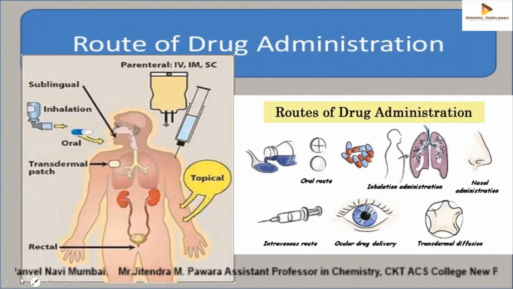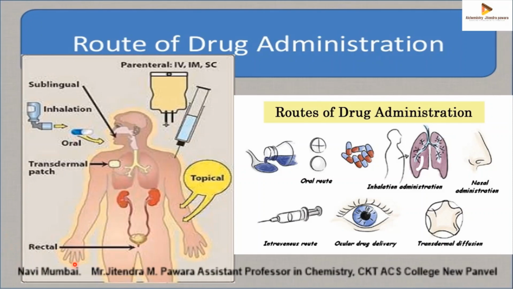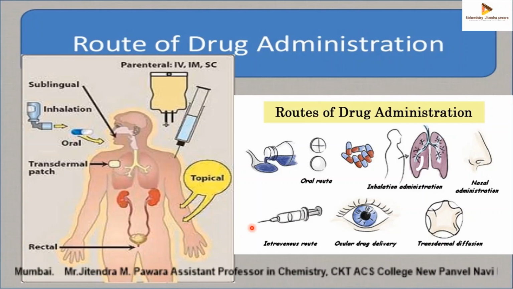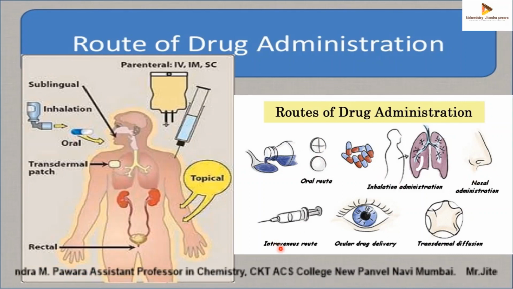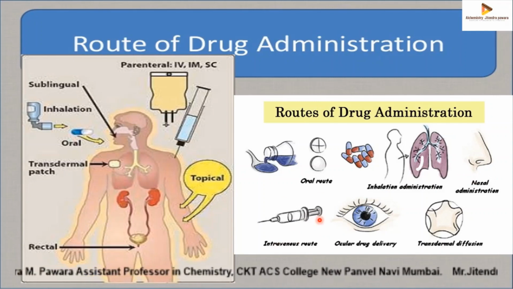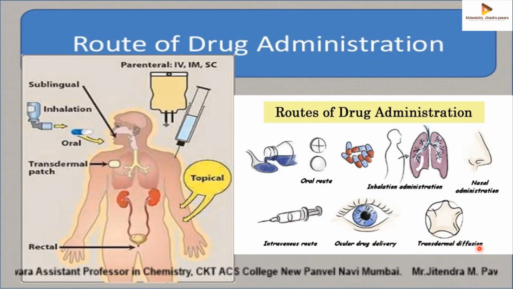Then the next one is rectal route. By this route also the doctor can give you the drug, that is rectal route. These are the images of that, so you can easily understand. These are the tablets or pills you can take by using oral route. Then nasal route by nose. Intravenous route, you are taking the drug directly into the veins. Then ocular drug delivery, transdermal diffusion.